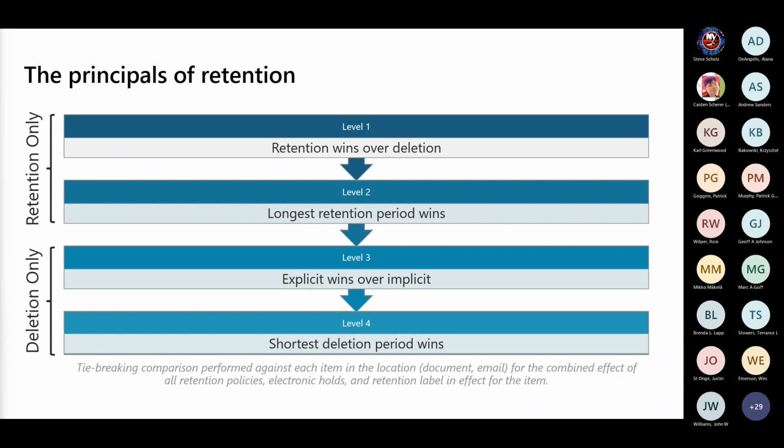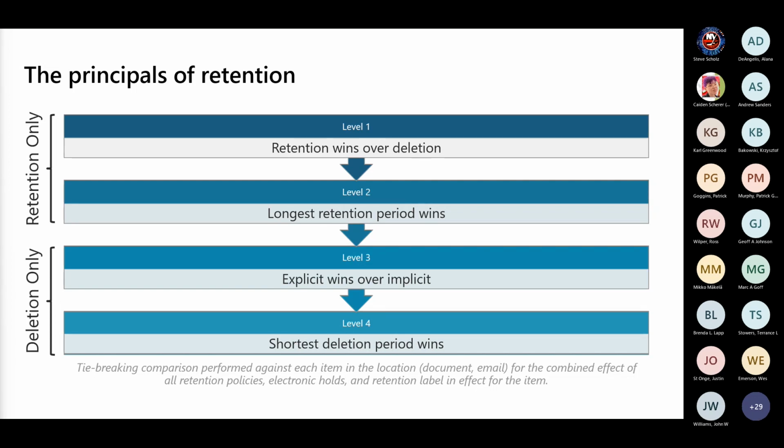So they start from the top to the bottom, and generally, when there's retention applied, retention will always win over deletion. So for example, if you have something that has 10-year retention and then something that has 5-year retention that apply to the same item or location, the 10-year retention is always going to take precedence. That's number one. Now, if the conflict remains after that retention always wins principle is applied, then the next thing we look at is what is the longest retention period, and that will win. For example, we have a 5-year retention applied to something and a 10-year retention applied to something. The 10-year retention is going to always take precedence in that case because that is the longest retention period.